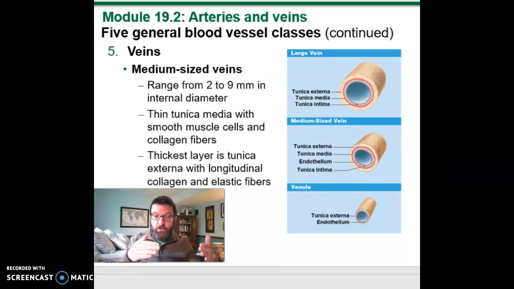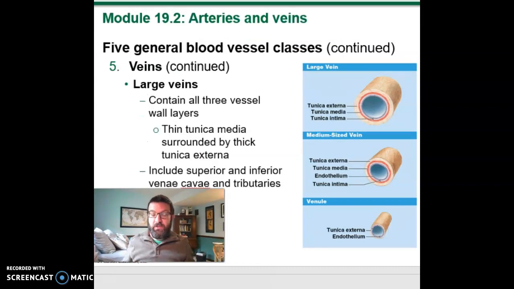These tiny venules come together and join into larger medium-sized veins, which are going to drain from different organs, and then these medium-sized veins eventually are going to drain into large veins. And these large veins are huge, and they are going to include the superior and inferior vena cava, which dump into the right atrium of the heart, and also the very large veins that kind of feed the superior and inferior vena cava on their way toward your heart.